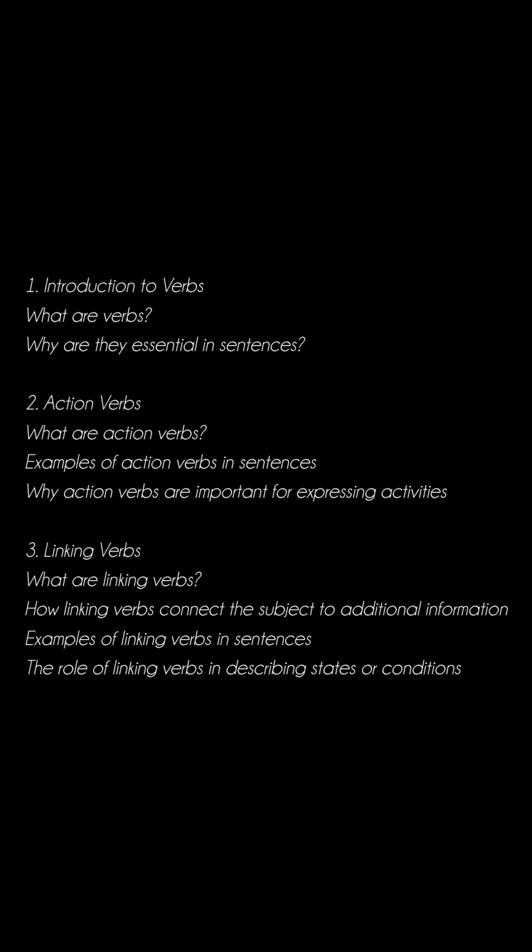Linking verbs help us describe the condition or status of the subject in our sentence. So as you can see, linking verbs don't show action. They show how something is or what something is like. They provide more context to the subject, making our sentences more informative. Without linking verbs, we wouldn't be able to express state of being or provide additional details.